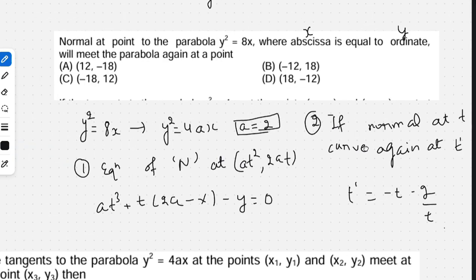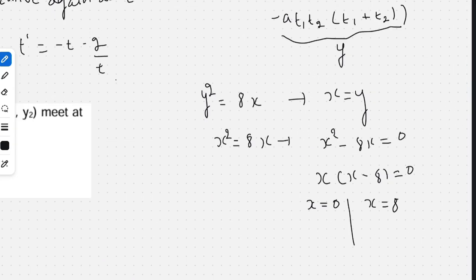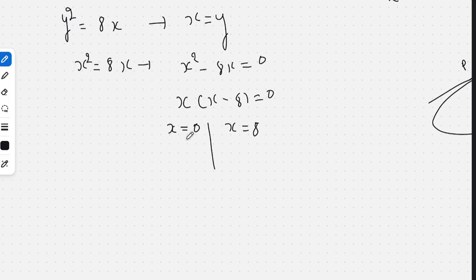So they are not talking about x is equal to 0. Why? x is equal to 0 will give you y equal to 0 also. What is x is equal to 0 and y is equal to 0 for this parabola? (0, 0) is just the vertex of this parabola, and the normal at the vertex is the axis itself. And the axis never meets the parabola again. Axis is the normal which never meets the parabola again. So they are talking about the point x is equal to 8.